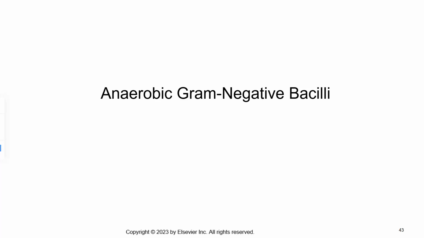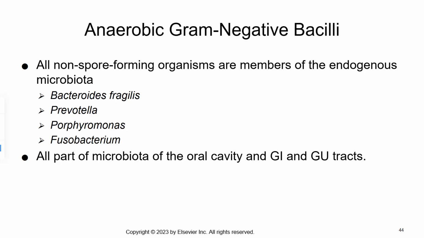Anaerobic gram-negative bacilli. So now we're on to the gram-negatives. We've got Bacteroides fragilis, which is the most commonly encountered anaerobe in the clinical setting. Prevotella, Porphyromonas, and Fusobacterium. All part of microbiota of the oral cavity and GI and GU tracts.